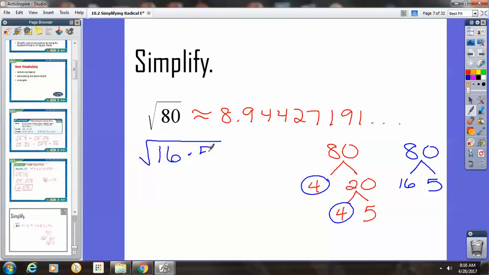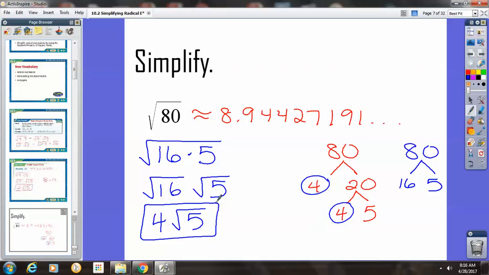16 times 5. Using our product property, we'll break this apart. Give each number its own square root, its own radical. What is the square root of 16? 4. 5 is not a perfect square. None of our factors go into it or are divisible. 5 is not divisible by any perfect square, so that is my simplified answer. 4 radical 5.